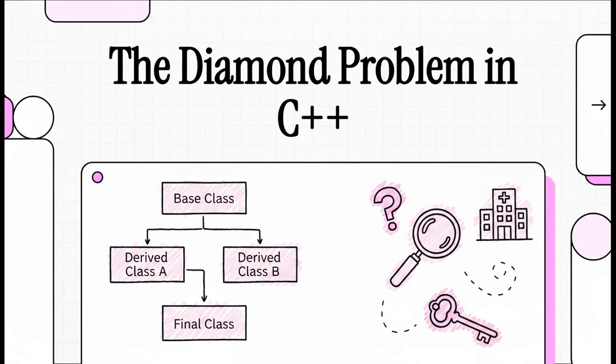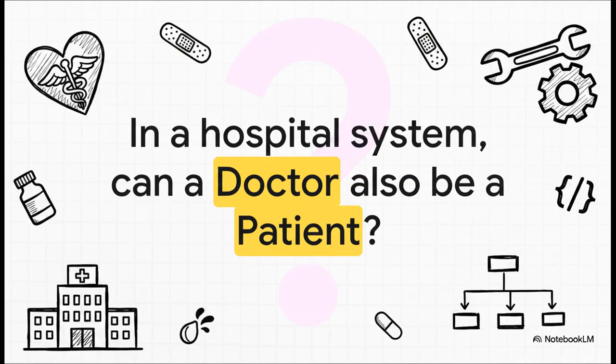All right, let's dive into one of C++'s most famous and sometimes confusing inheritance puzzles. Yep, we're talking about the diamond problem. But we're not going to use a bunch of abstract theory. Instead, we're going to solve a little mystery inside a hospital system. So, let's kick things off with a question.